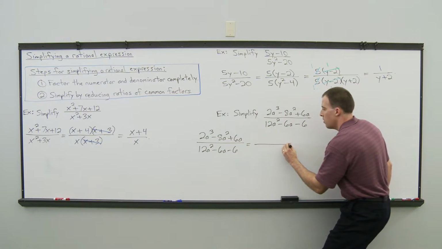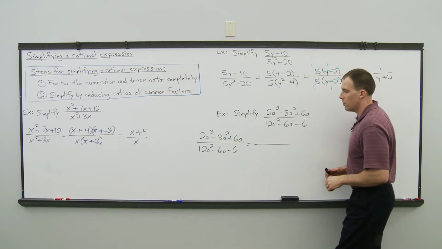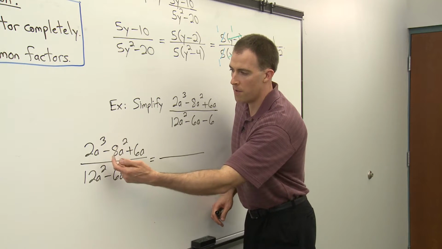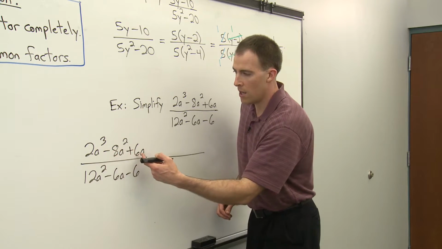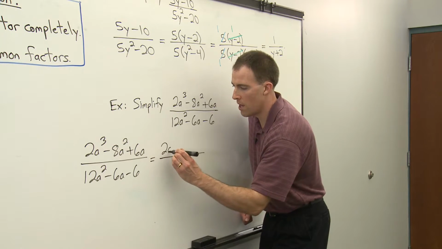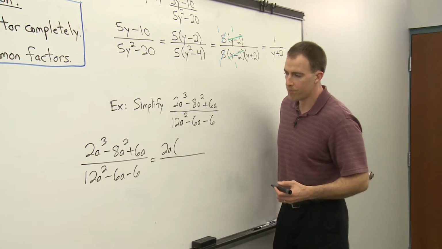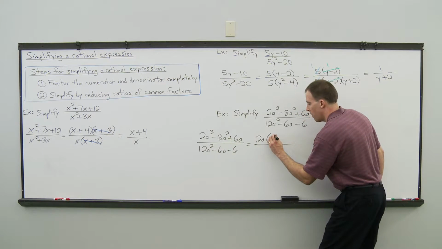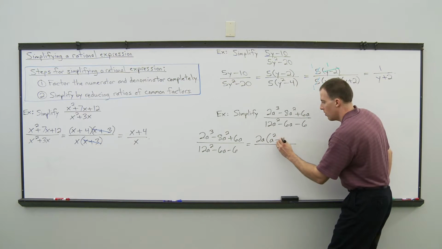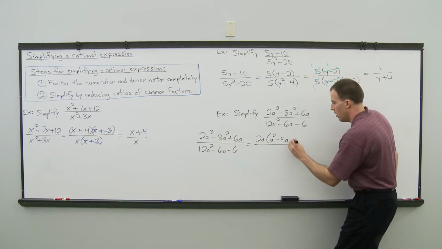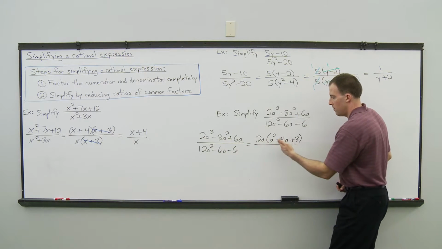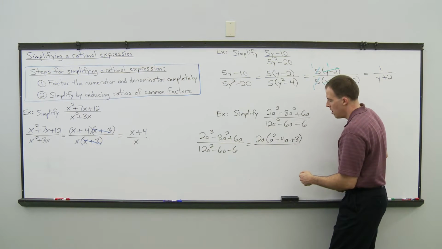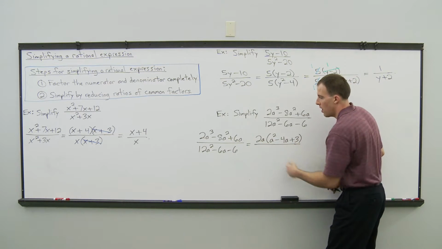Okay. So looking at the numerator, the first thing that we should always do when trying to factor something is see if there's a common factor. And I noticed that all three of these terms have a common factor of 2 and also a. So we can factor out a 2a from every term in the numerator. That'll leave us with a squared from the first term, and then minus 4a from the second term, plus 3 from the last term. 2a times a squared is 2a cubed, and then 2a times negative 4a is negative 8a squared, and then 2a times 3 is 6a.